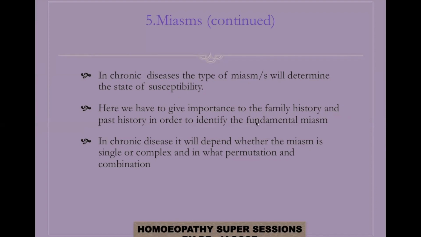So in the fundamental miasm, either you can get a single miasm or you can get complex miasms, that is, more than one miasm. That's why I have written that miasm or miasms will determine the state of susceptibility. So in chronic disease, it will depend whether the miasm is single or complex and in what permutation and combination. Naturally, if it's a single miasm, as I told you, if it's psora, it will be high, psychotic low, syphilitic very poor. And if a complex miasm is there, for example, psoro-psychotic, then we know that the susceptibility may vary from low to high or high to low. It all depends upon the case, which miasm is more predominant than the other.